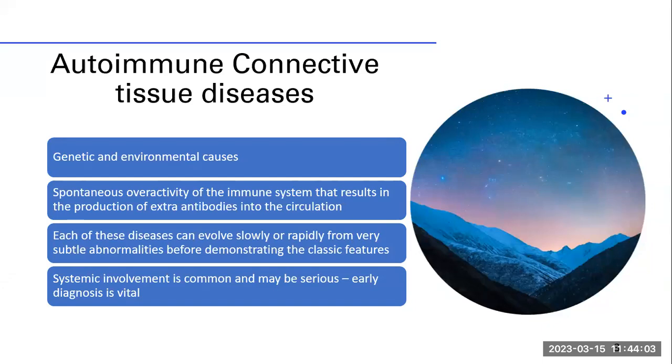So what are autoimmune connective tissue disorders? They are diseases caused by overactivity of our immune system, which could destroy our own tissues, connective tissues and cartilages, by producing various types of antibodies. Why is it important to know these? Because they could evolve quickly and could even be fatal.